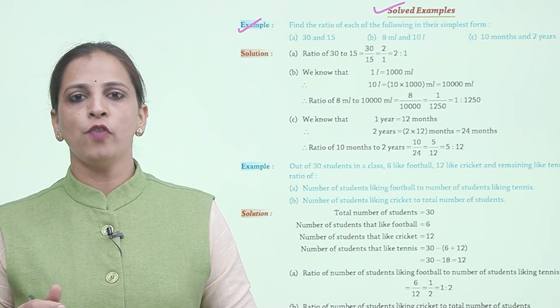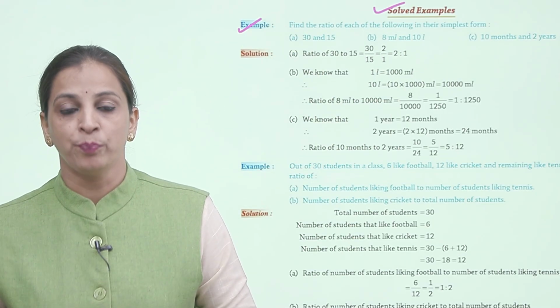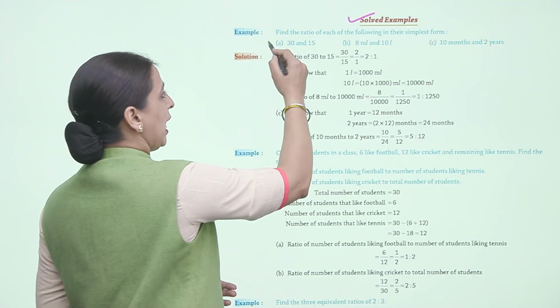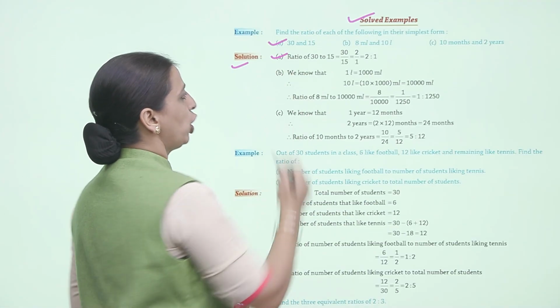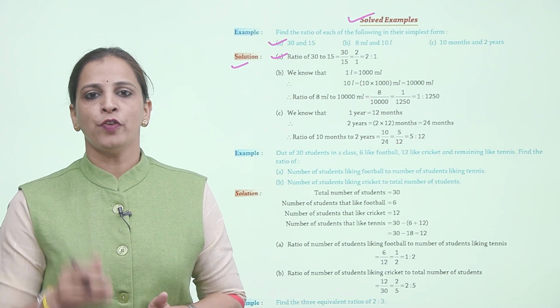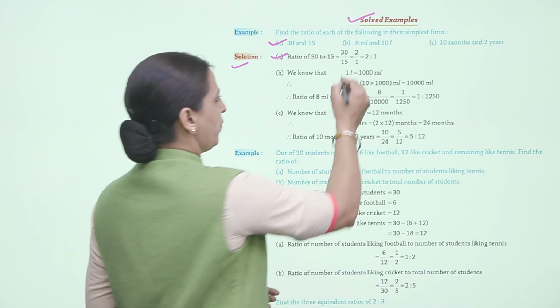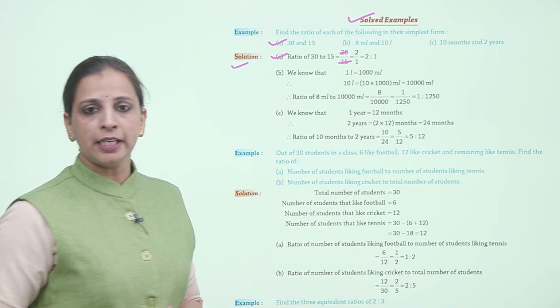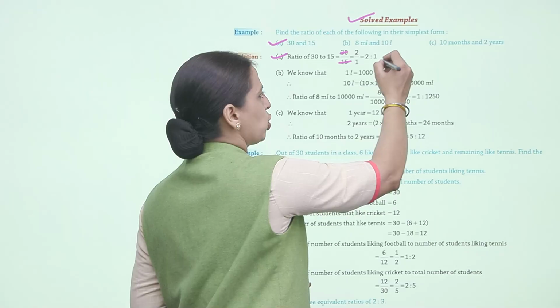Find the ratio of each of the following in their simplest form. A is 30 and 15. Solution करते हैं. Ratio of 30 to 15 is 30 by 15. 15 ones are 15, 15 twos are 30. That is 2 upon 1 or 2:1.